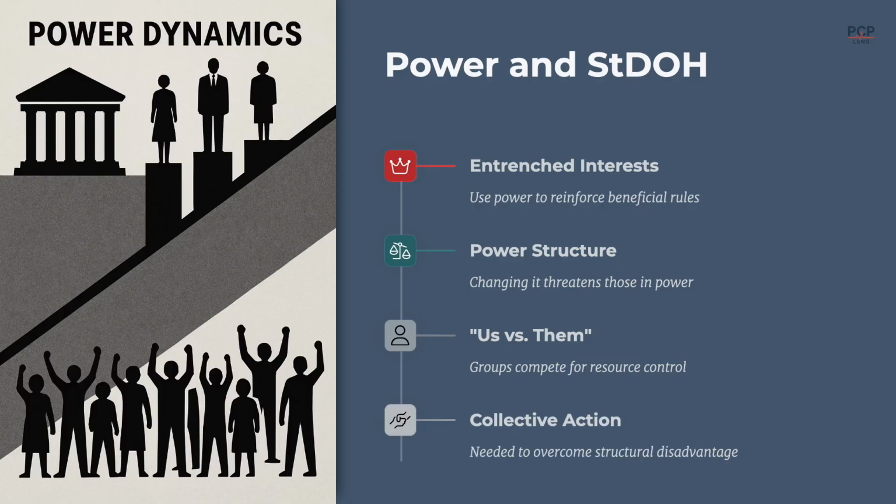Therefore, without collective action, individuals and communities with fewer resources are structurally disadvantaged, which in turn leads to poorer health outcomes. This is also why voter enablement and suppression tactics are a centerpiece of American politics. They are a power play.